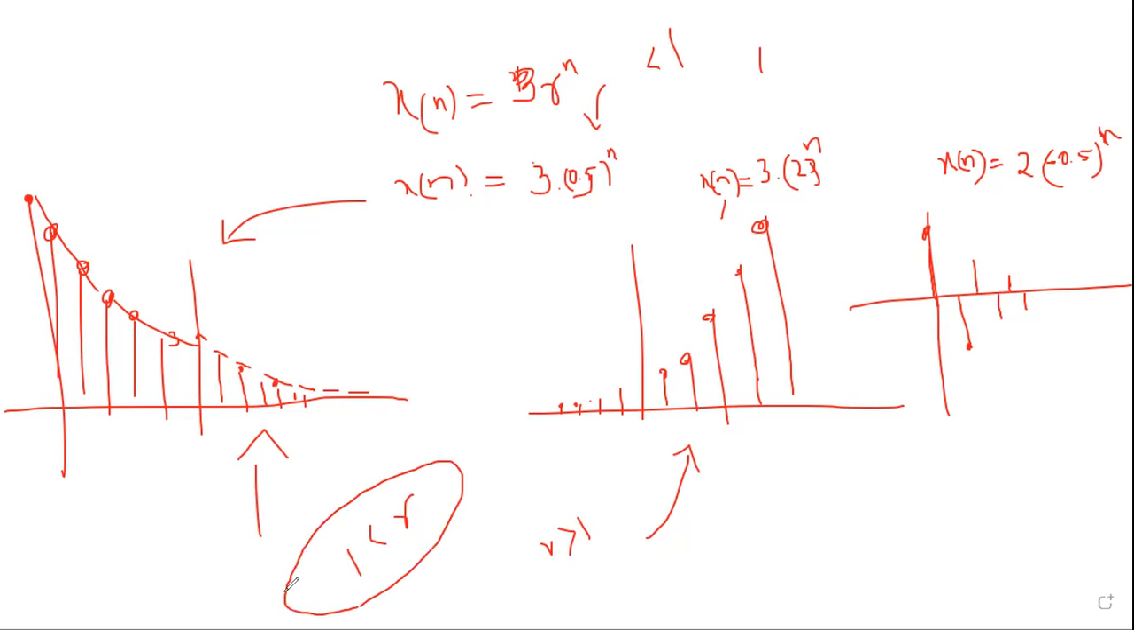Are you getting now what's going to happen? If it is greater than 1, it's a growing exponential. Less than 1, it's a decaying exponential. But for every alternate sample, the sign is going to change. So it's going to be something like this on the right side, or it can be something like this maybe, but there is an alternate change in the signs. So this is how discrete time is different from continuous time.